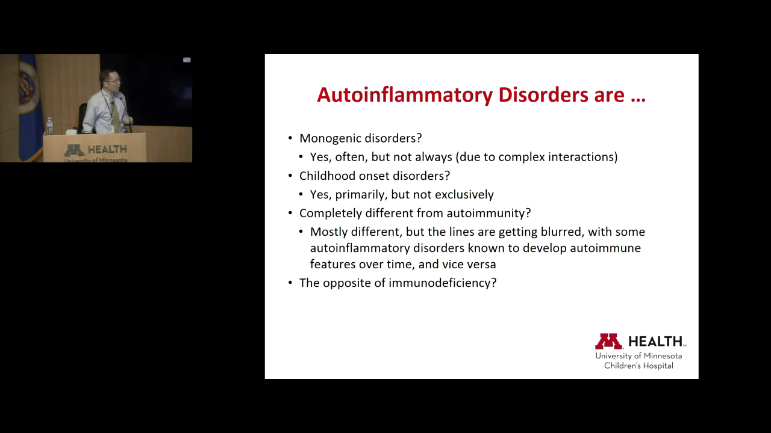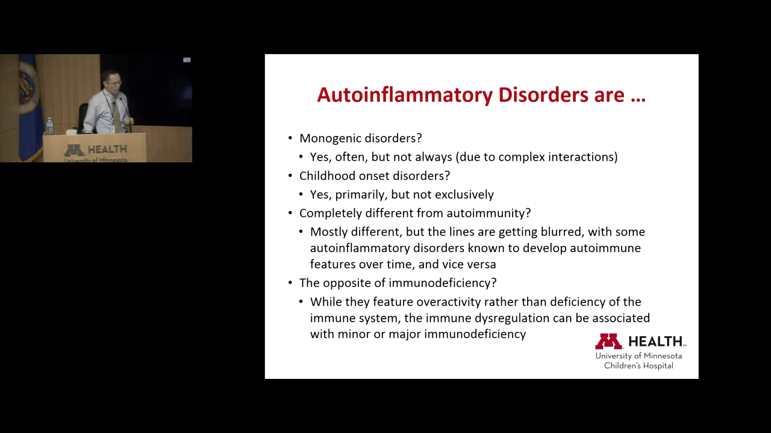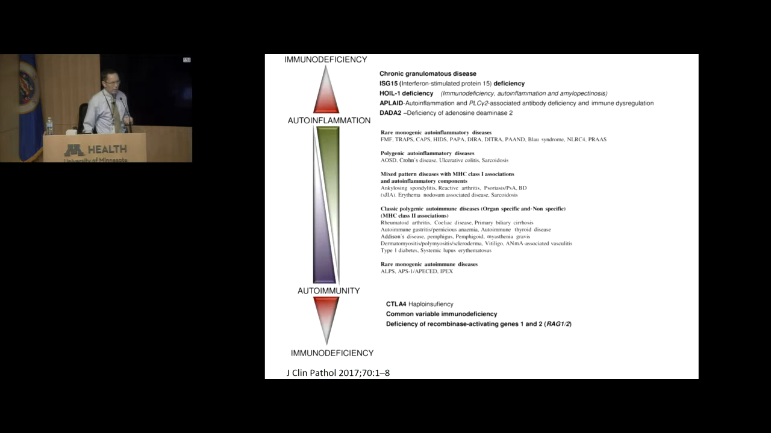And are they really the opposite of immune deficiency? I mean, this is overactivation. How does that relate to immune deficiency? Well, it turns out that that line is getting blurred as well because we're seeing some individuals with minor and major immune deficiencies. And people have tried to come up with diagrams to explain this. And I don't expect you to understand this because I can't understand this attempt. I'll show you 3 examples that I think are really very hard to explain how these might relate.